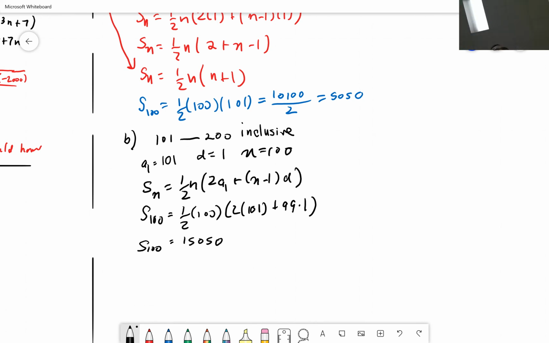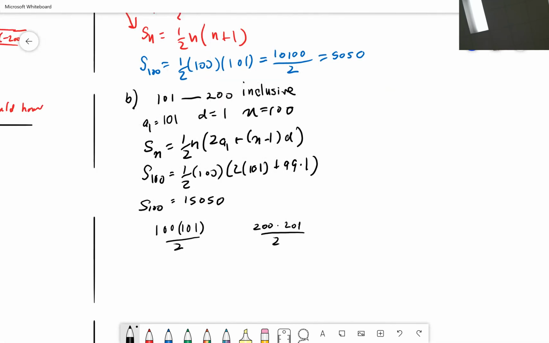Now, there's another way you can check this real quickly, which I'll perform. Some of you might say, I can find the sum from 1 to 100, which would be 100 times 101 divided by 2. And then from 1 to 200, it'd be 200 times 201 divided by 2, right? And then you would subtract them. Does that make sense?